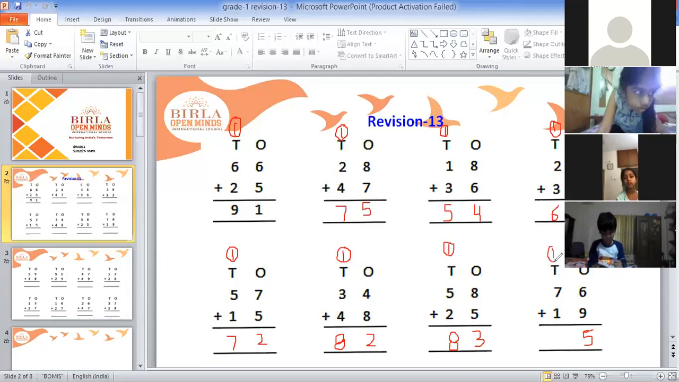Okay. Now, Kruti, tell me 7 plus 1, how much? 8. 8 plus 1? 9. Very good. So what is the answer? No, tell me the complete answer. 95. Yes, the answer is 95. Very good. So children, write down these answers.